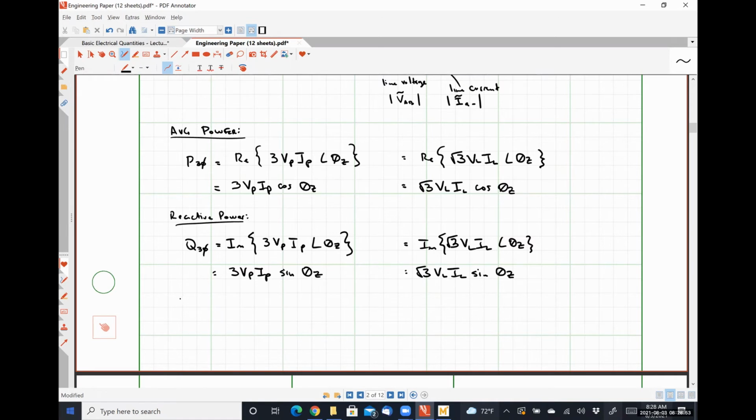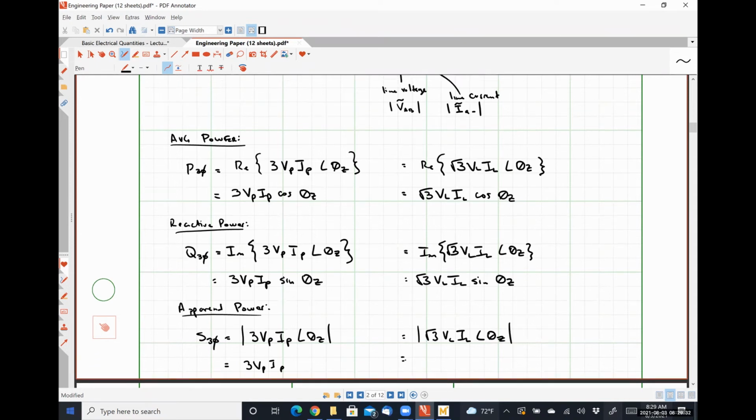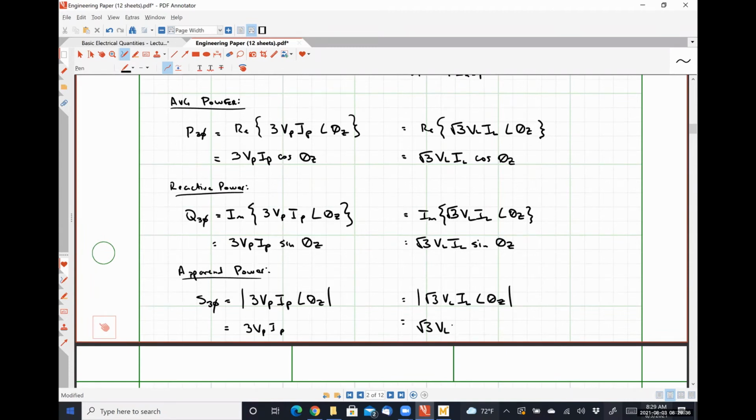Our apparent power S three-phase is just the absolute value of 3 VP IP angle theta Z, or the magnitude, which would just be 3 VP IP. And in terms of my line quantities, it'd be the magnitude of root 3 VL IL angle theta Z, or root 3 VL IL. All of these are coming from our steady state sinusoidal power relationships, except that since our load is now composed of 3 impedances, we have to multiply by a factor of 3. It's literally nothing remotely new.